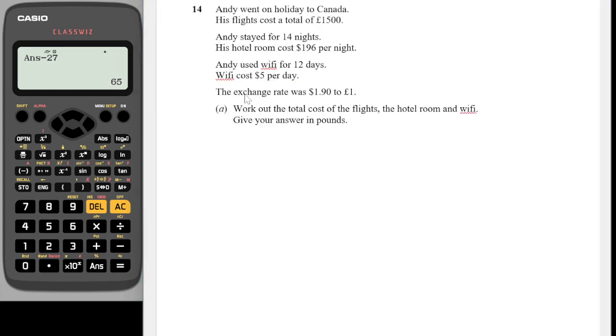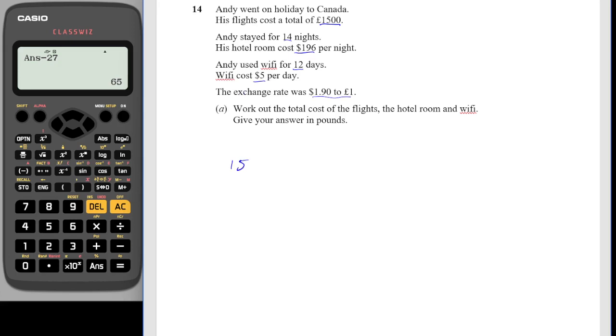Okay, question 14. Andy went on a holiday to Canada. His flights cost him £150. He stayed for 14 nights at a cost of $196. Andy used Wi-Fi for 12 days at a cost of $5. The exchange rate, work out the cost of the flights and the hotel room and the Wi-Fi, giving your answer in pounds.